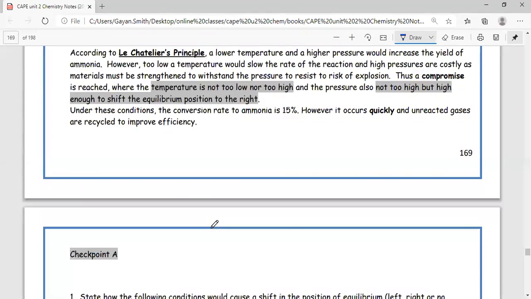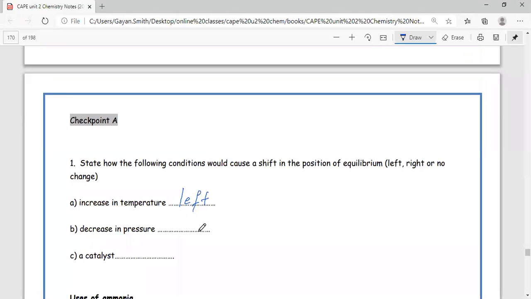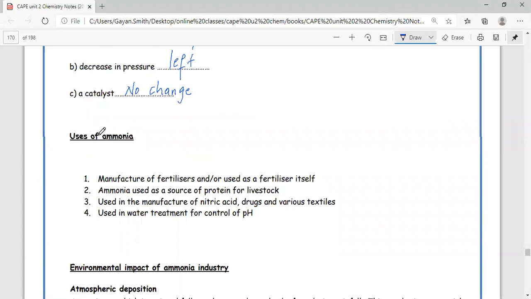So as it says here, if we decrease the pressure, the system would want to increase it. And so the system would want to have a left shift in order to get that pressure to go back up. And in terms of adding a catalyst, it does not change the position of equilibrium. What a catalyst does is that it causes the equilibrium to be established more quickly.